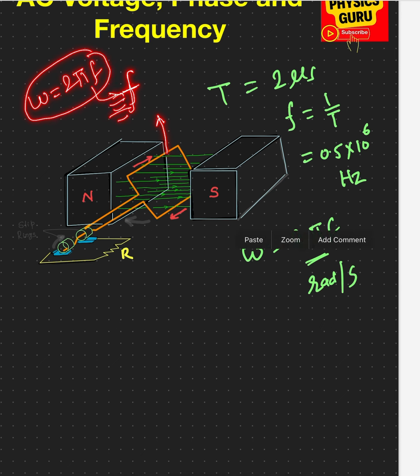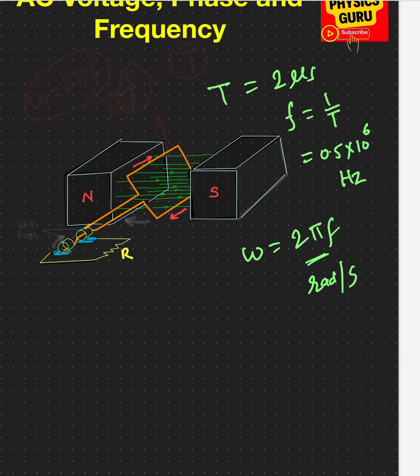Now you might ask me a question, what does this frequency mean? This frequency is related with the time period. So what does the time period mean? The time period means how long it takes for this coil to make one complete rotation. Let's say this side is here, and after a certain time it makes one complete rotation and comes back exactly to this position. If it takes a time t, then we call that the time period.